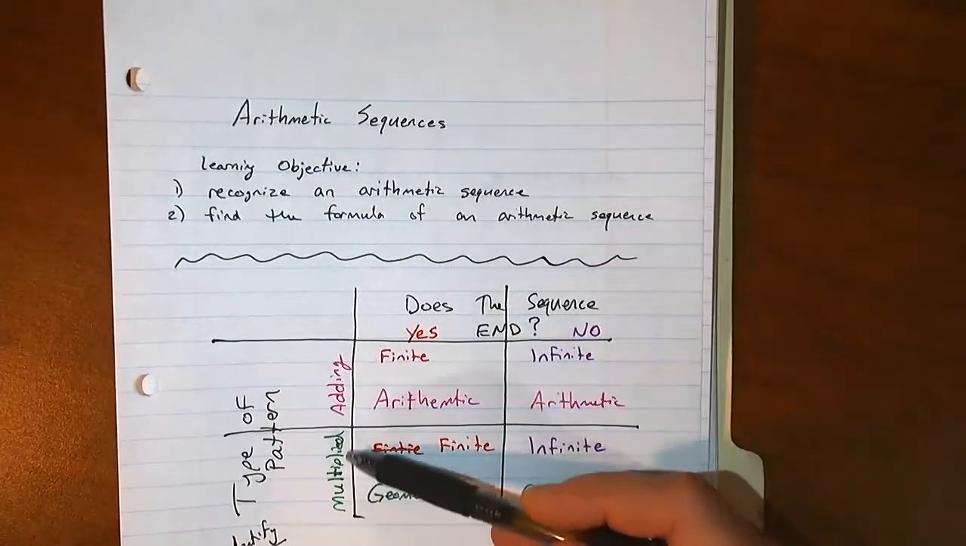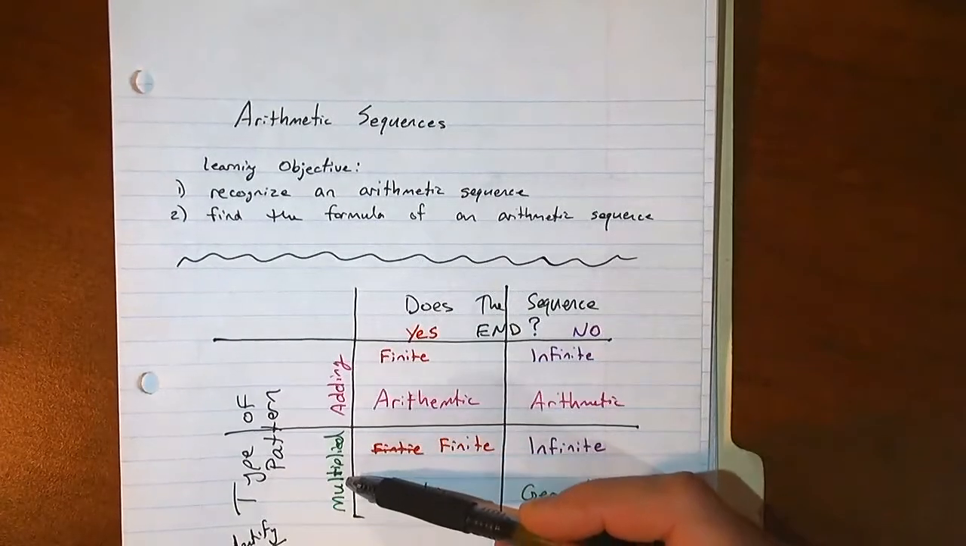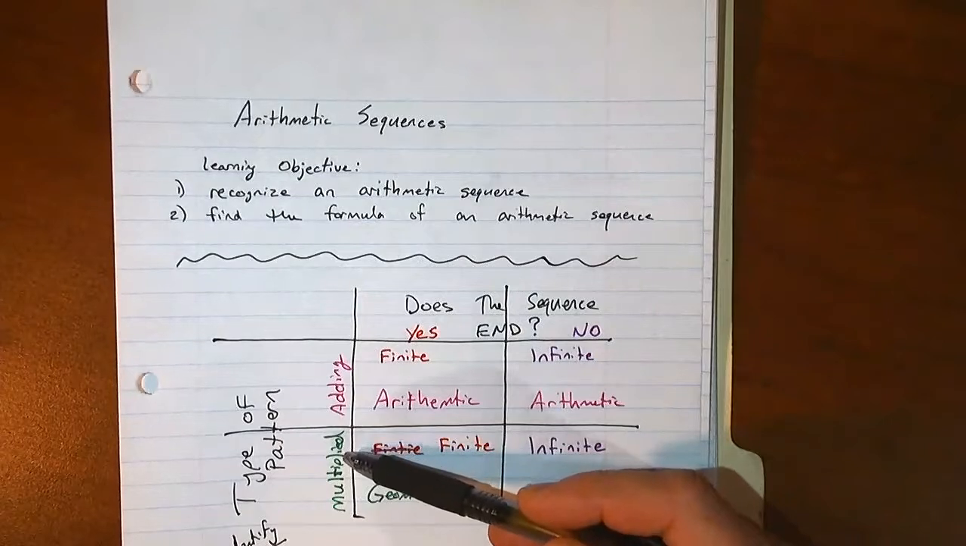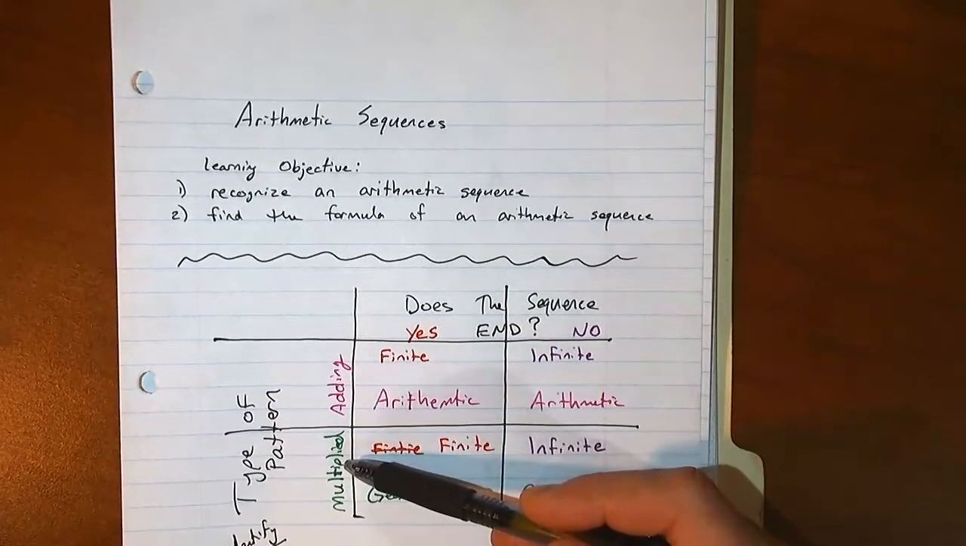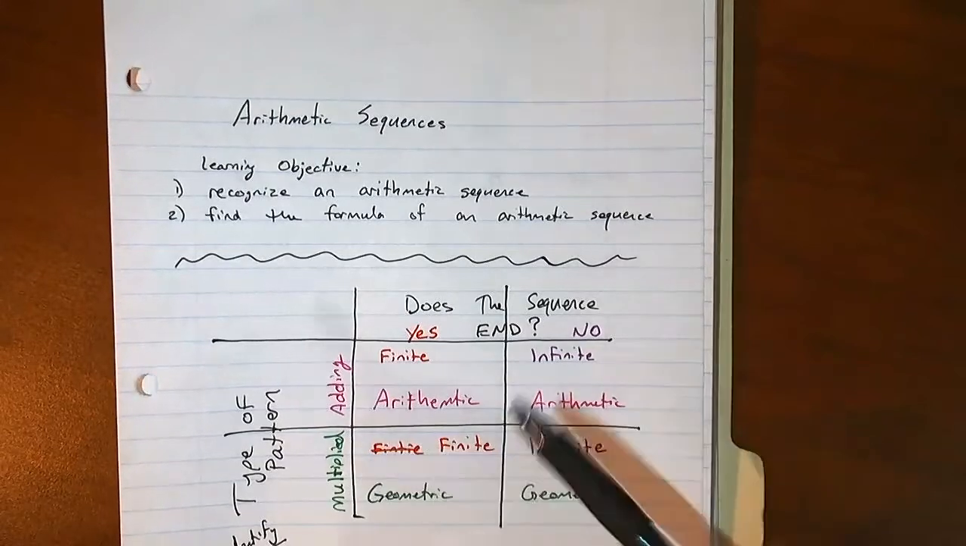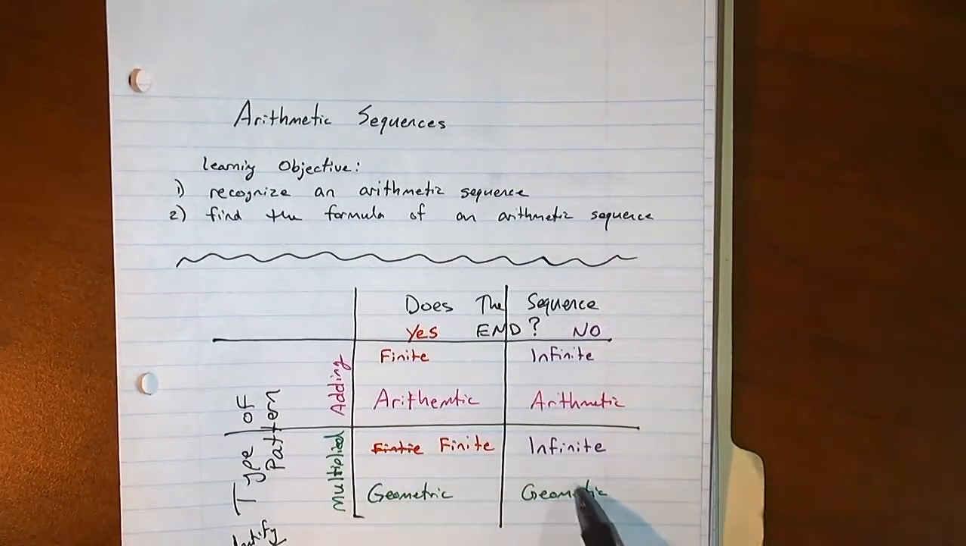If the pattern is multiplying, and remember, you can always multiply by a number that's less than 1. So that would include things where the signs change because you're multiplying by a negative. That would also include things where the numbers are getting smaller because you're multiplying by a fraction between 0 and 1. Okay, so this can happen. It can look like multiplying. It can also look like dividing, and that's geometric. And this is what we're looking at in our video.